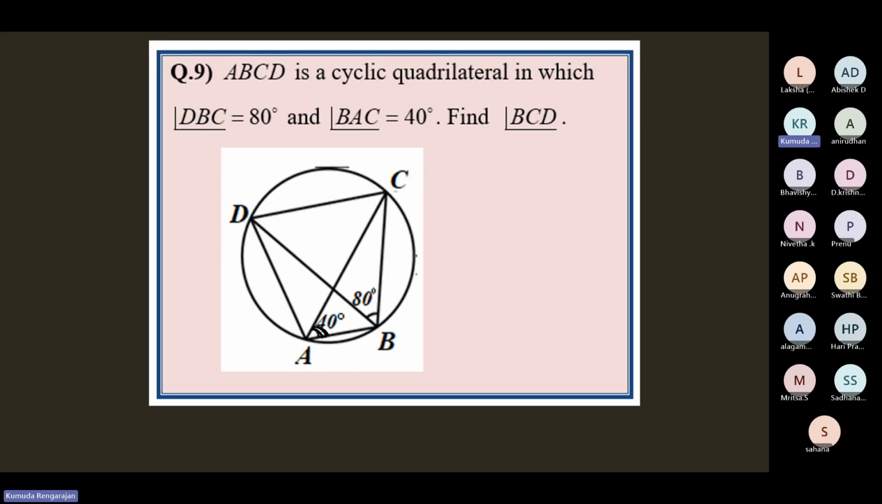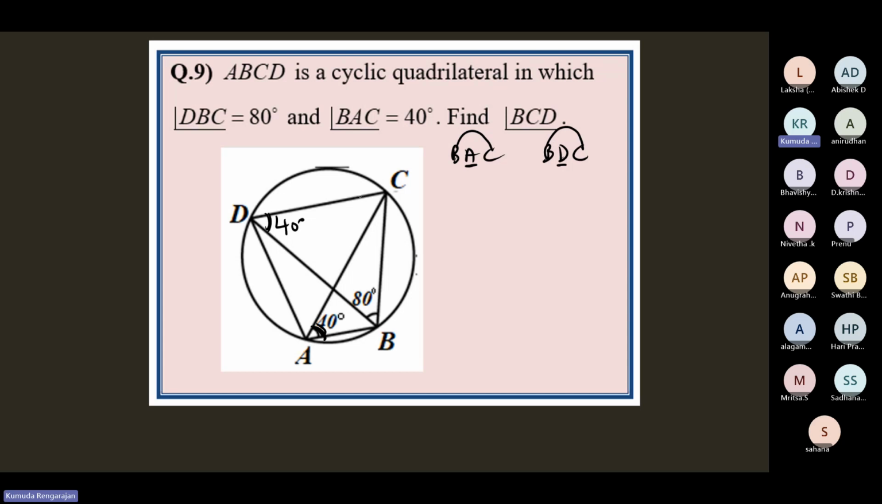Both angles BAC and BDC are formed on the circumference of the major segment. So we say angles in the same segment of a circle are equal. This is angle BAC, this is angle BDC, angles made by the same arc BC at the points A and D on the circumference of the circle. So by the theorem, since this is 40, this is also 40.